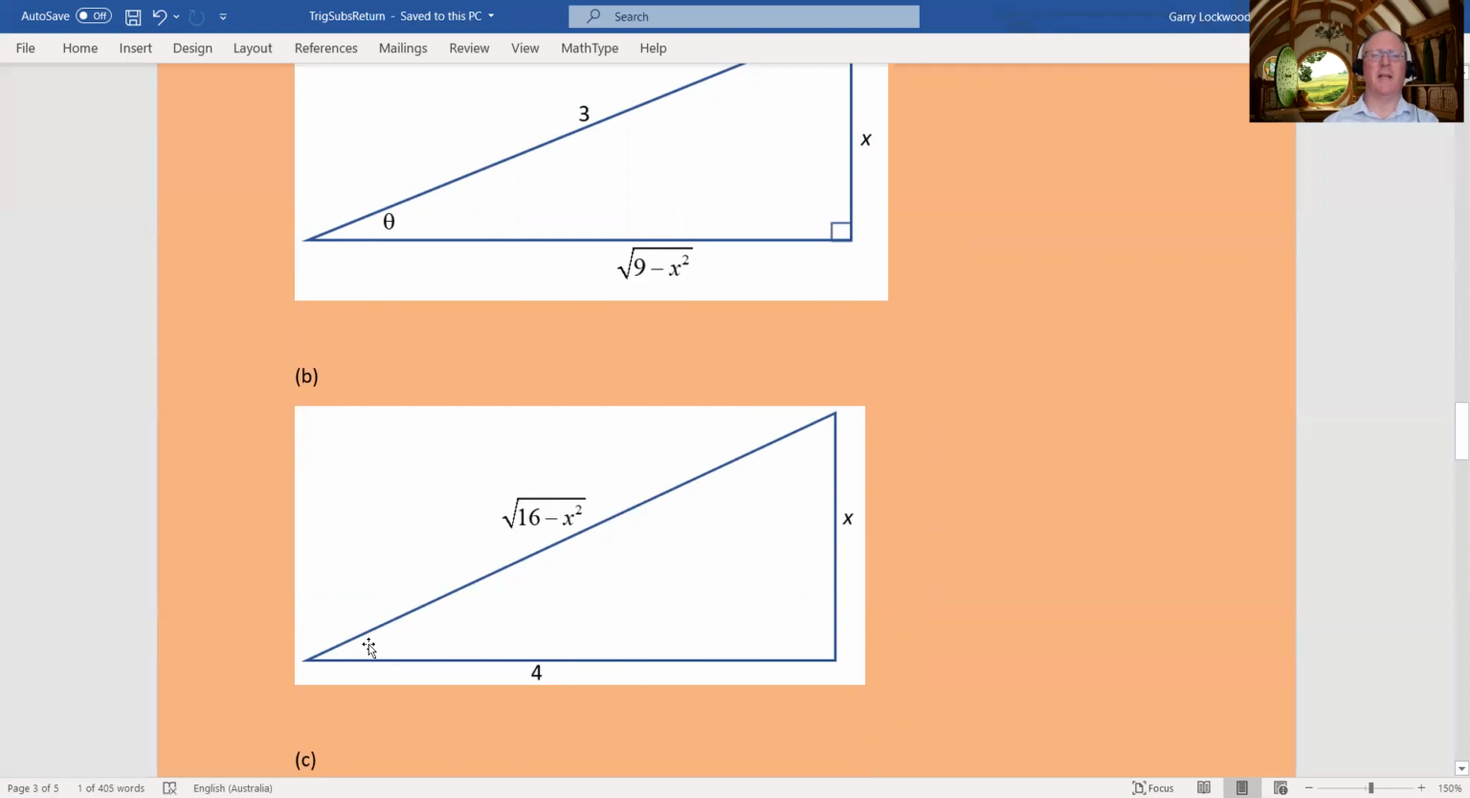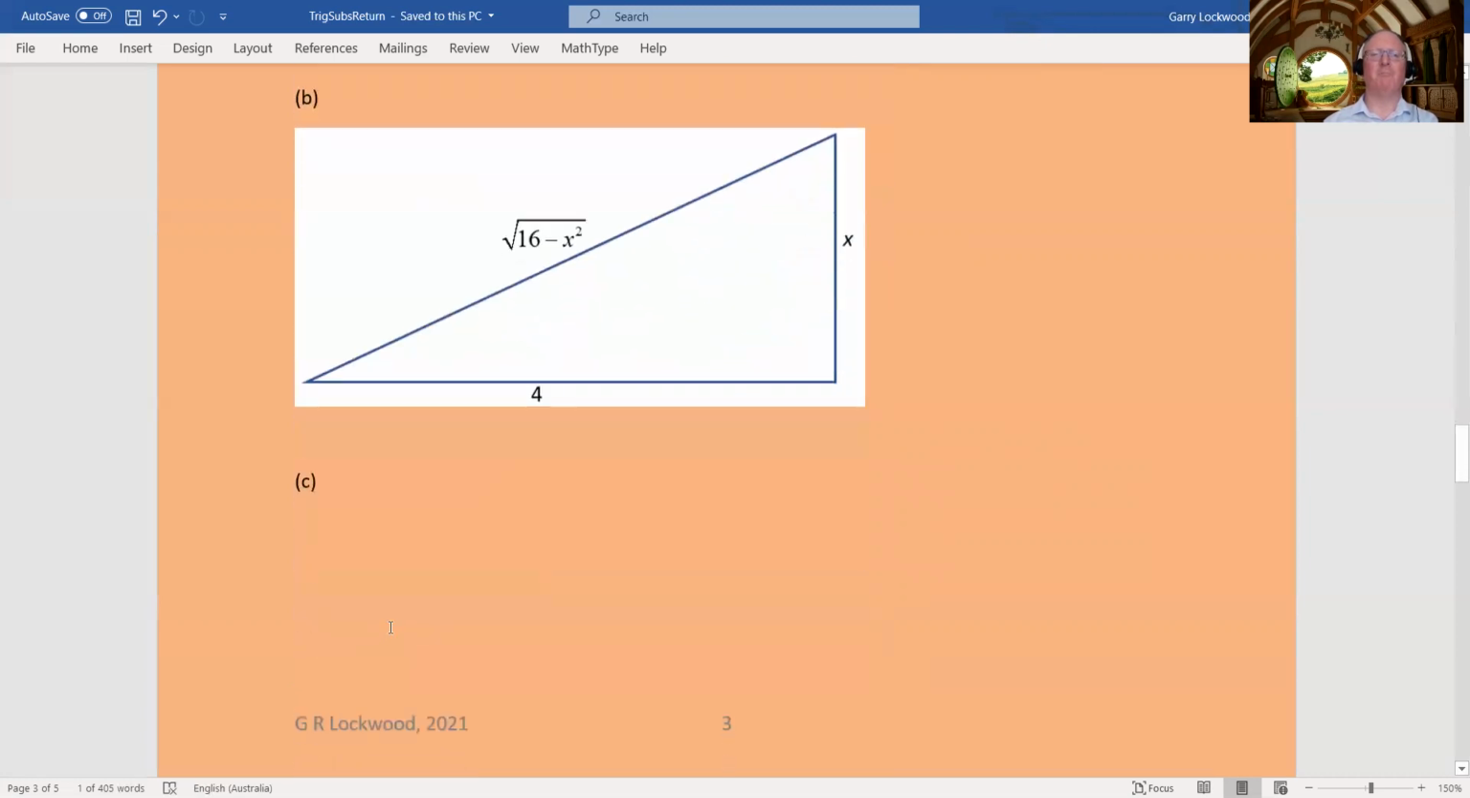There should be an angle theta there. Why is there no angle theta? That's really disappointing. I spent so much time doing these diagrams. That one was messed up, so I had to redo that this morning, and I've forgotten the theta.